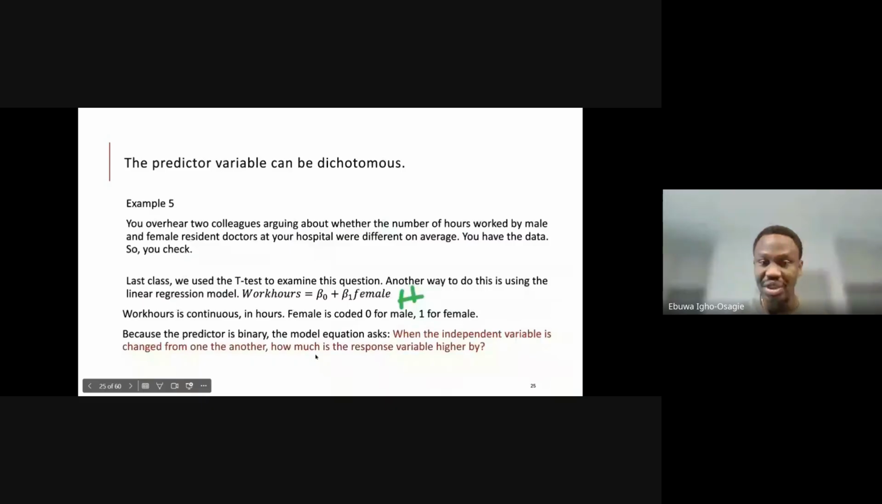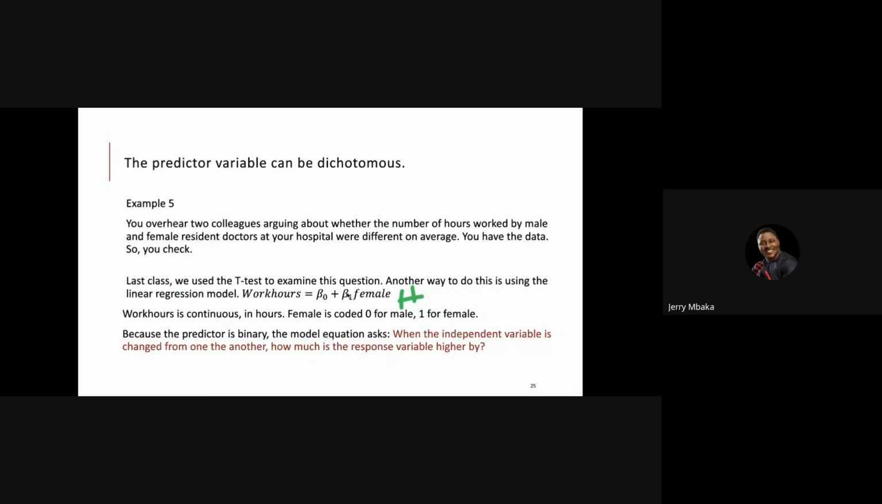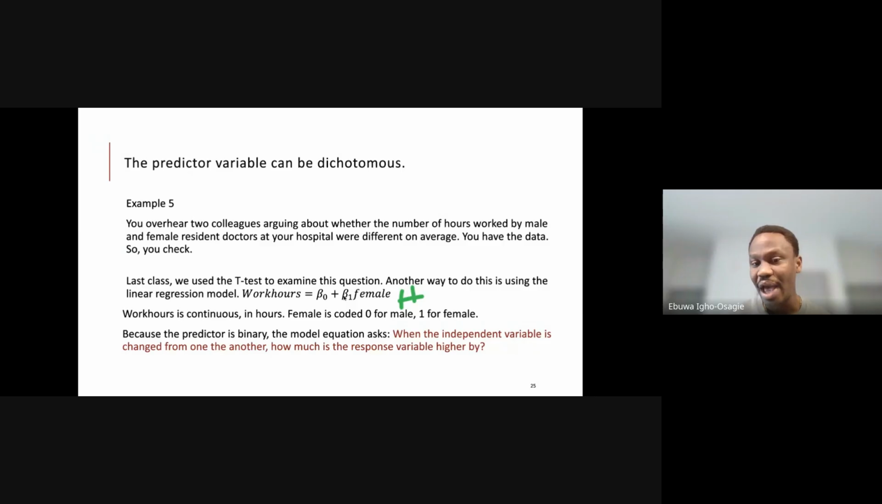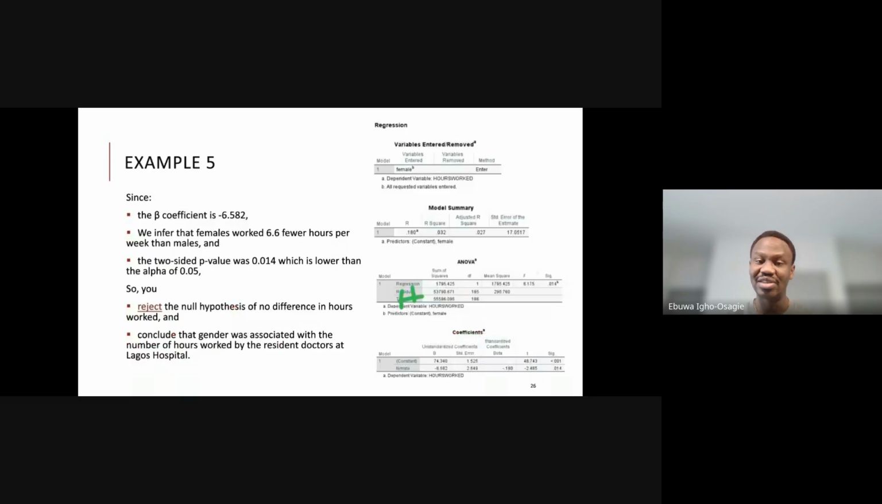Okay. Do you see that? Beta 1 becomes your constant, your multiplier, or your mean difference in a dichotomous variable. So beta 1 is compared to the reference. Without even caring about what beta 0 is, once you know beta 1, you can see, remember, compared to the reference, compared to males, females work 6 or 7 hours less.